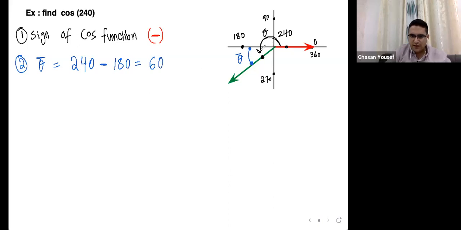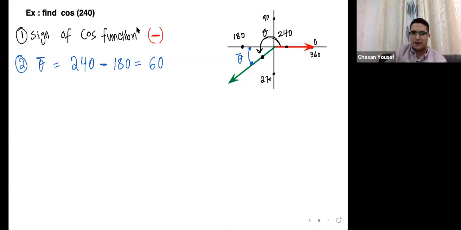Because from this point here, all of this is 240, and from here to here is 180. So the difference should be 60. So it is 60 degrees. So I find the sign and also I find the value.